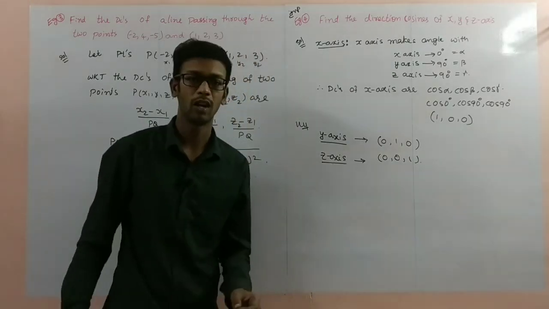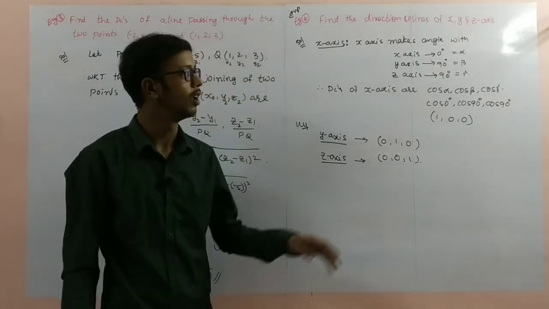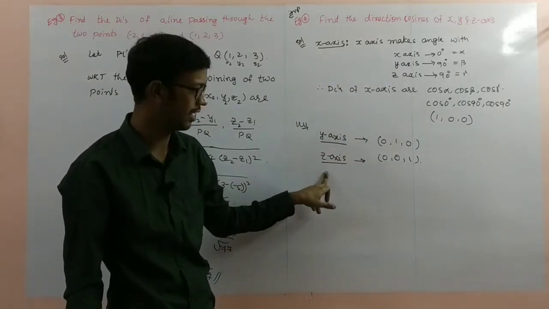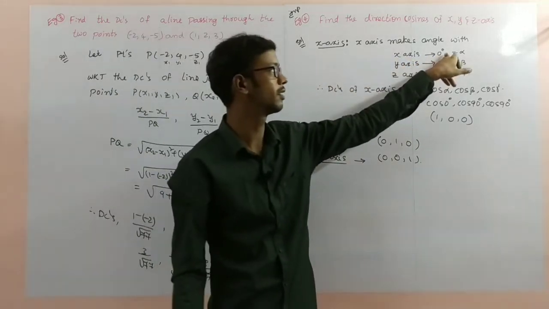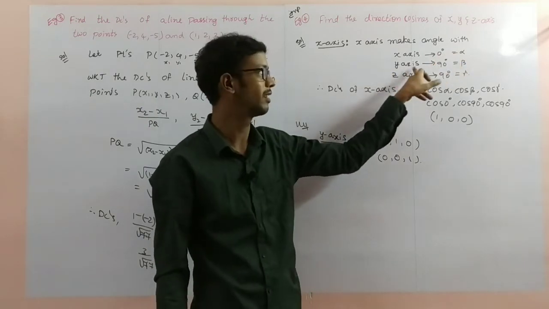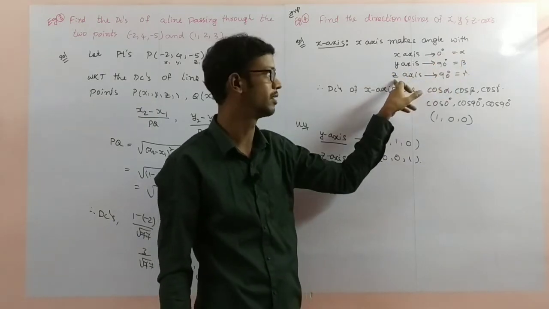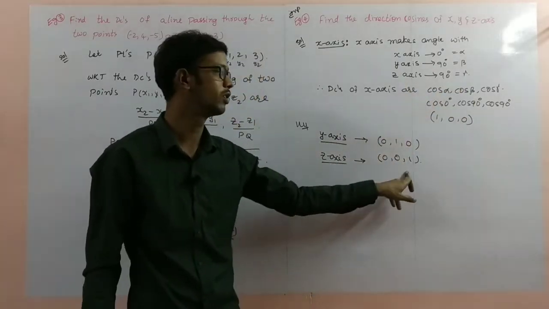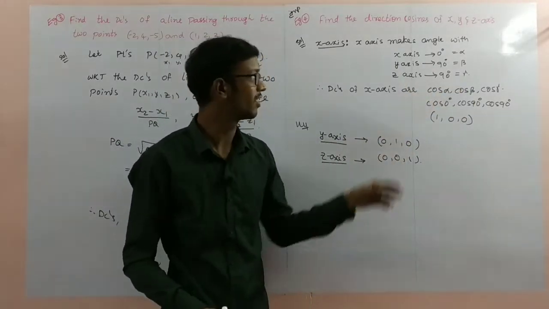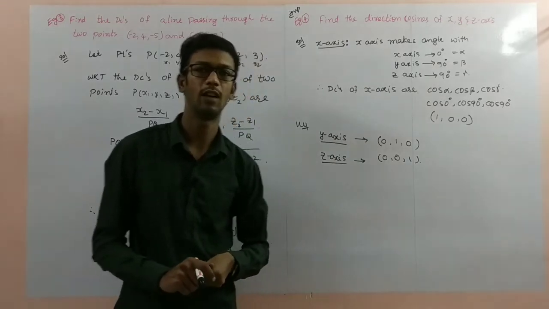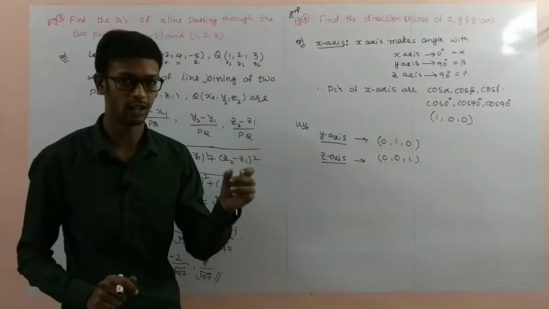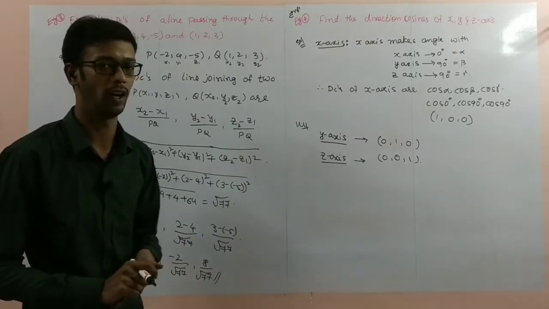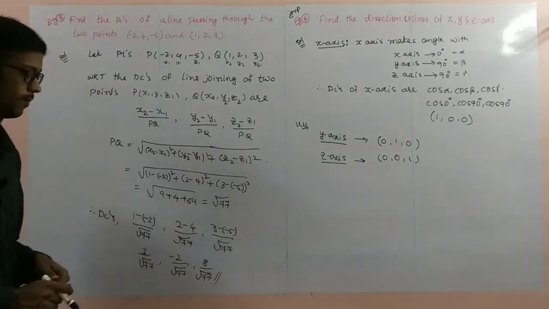If a 1 mark question is asked, you can write it directly. For example, take the z-axis. Z-axis to x-axis is 90 degrees. Z-axis to y-axis is 90 degrees. Z-axis to z-axis angle is 0 degrees. So 0, 0, 1 you will get. So this is the way of finding the direction cosines of the axes: x-axis 1, 0, 0, y-axis 0, 1, 0, z-axis 0, 0, 1. So pause the video to note it down.